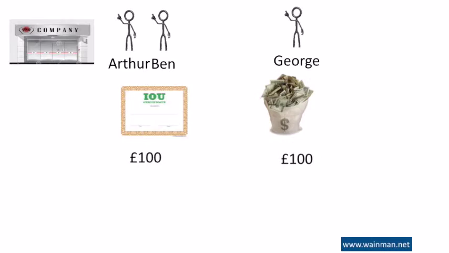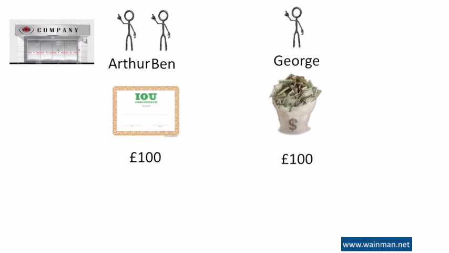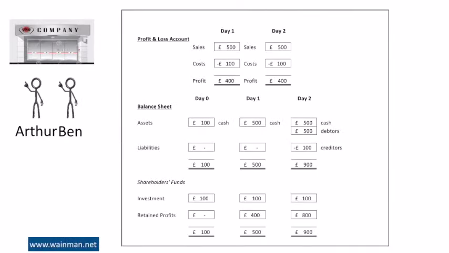They give the £100 to George, paying off their liability. They then return home and record the transaction in their accounts. There were no sales or costs during the day, so their profit and loss account is blank.